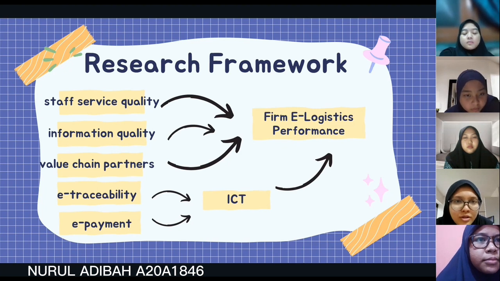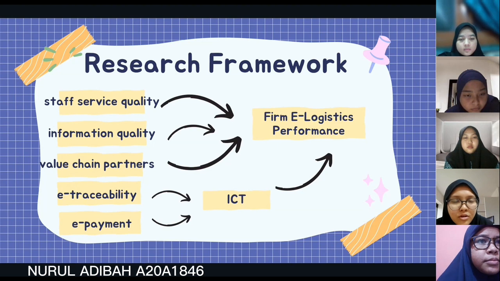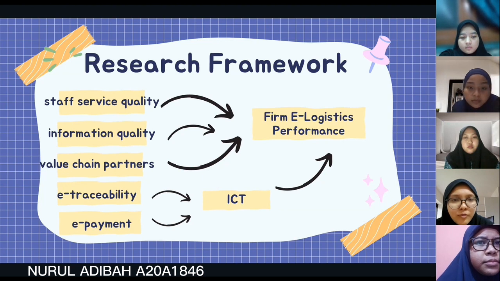Thank you, Putri. The second IV is information quality with firm e-logistic performance. The quality of information has a positive effect on organizational performance in the dominance of e-logistic performance. Next, I will pass to the next presenter, Nabiha.